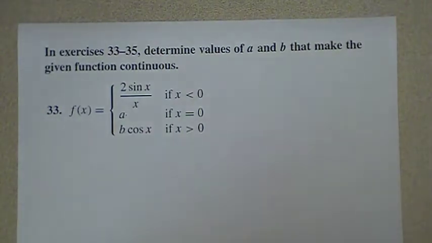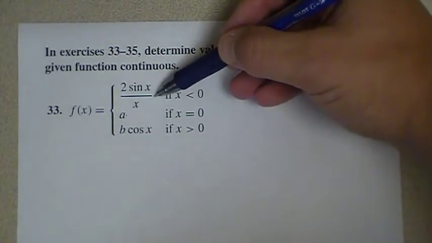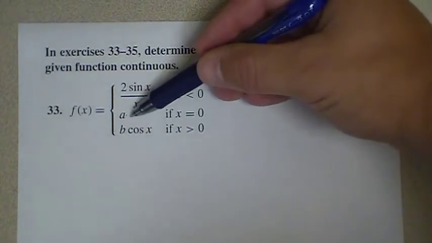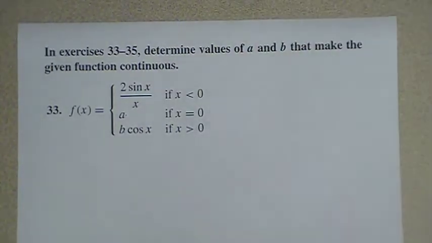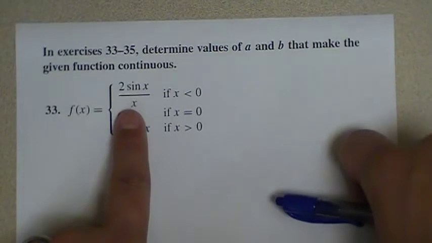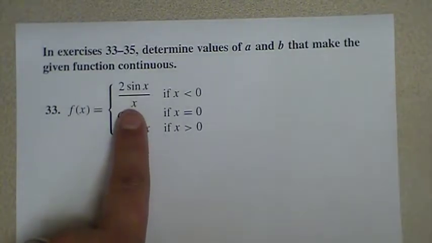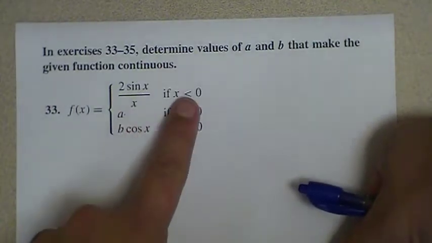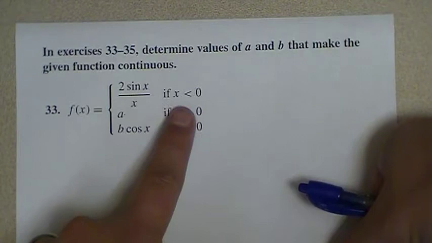So we don't want there to be a jump when we transition from this piece of the graph to this piece of the graph to this piece of the graph. I'm going to start with the piece of the function that we know all of, this 2 sine of x over x, and that's going to be the definition for this function as long as x is less than 0. I want to figure out where the open circle is, where this piece of the function leaves off.